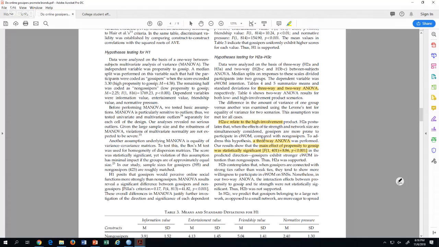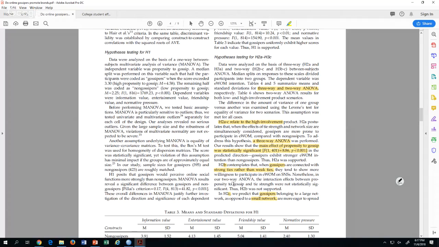So think about the words that they use there. If you're doing a 3-way ANOVA, what should you test first? Interaction, yeah. And here, what do they report? A main effect. So maybe the interaction wasn't significant, and they jumped to the main effect. My thing was then H2B and C are also gossipers within ties and gossipers within networks.